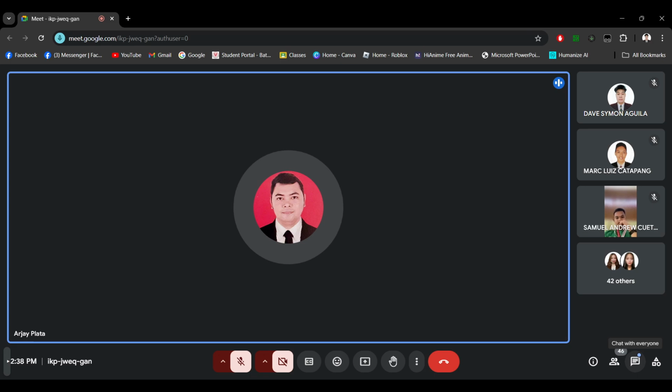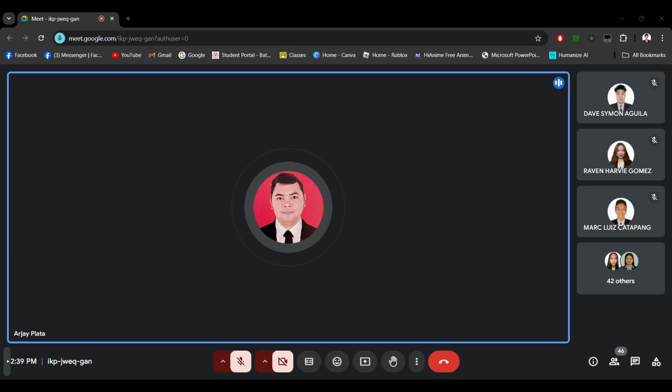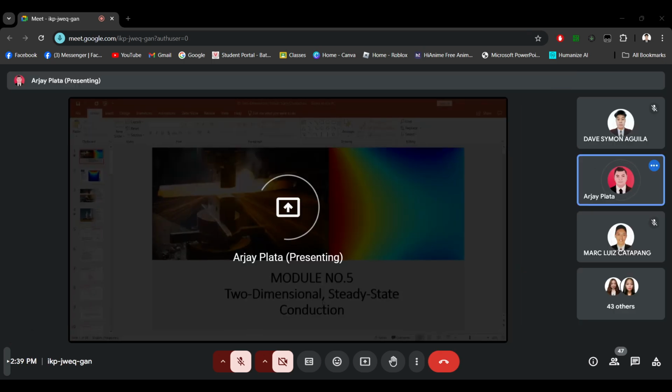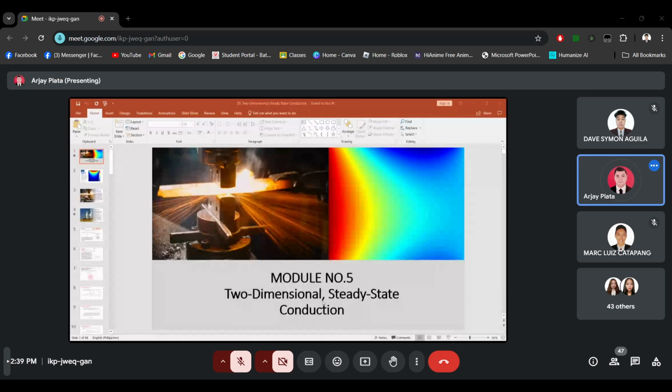Okay, so now we will proceed with our new topic. So this is the last topic included in the midterm exam. So this is the two-dimensional steady-state conduction. So I'll be sharing my screen. So two-dimensional steady-state conduction.